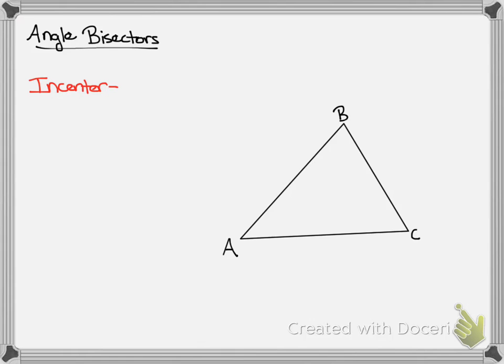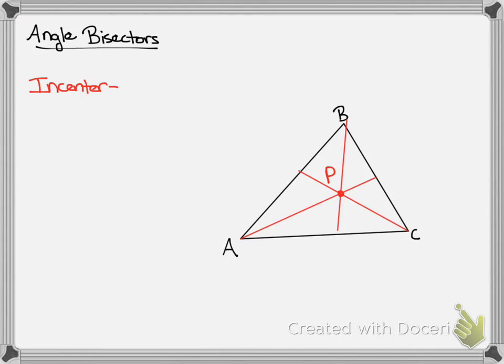So with angle bisectors, they also have a point of concurrency. So I am just going to real quick try to draw the angle bisectors of this triangle. And we'll find that those angle bisectors all meet in one point. So they are also going to be all concurrent. We'll call the point where they meet P. So the name we give to the point of concurrency for angle bisectors is incenter.